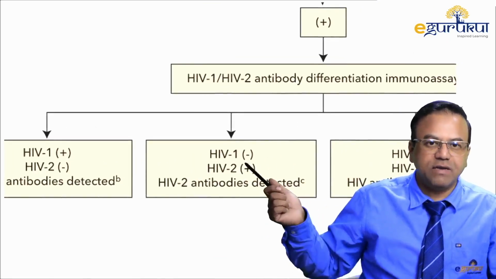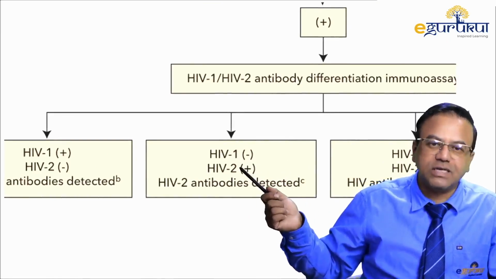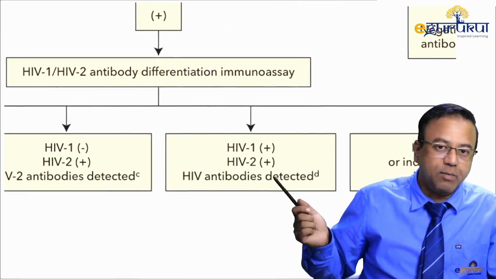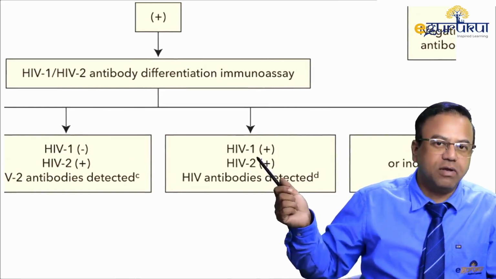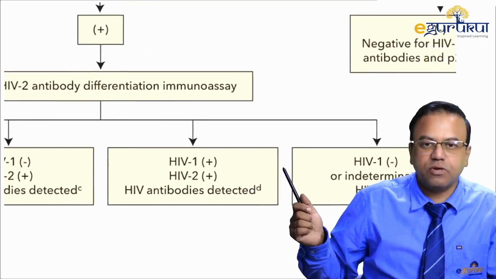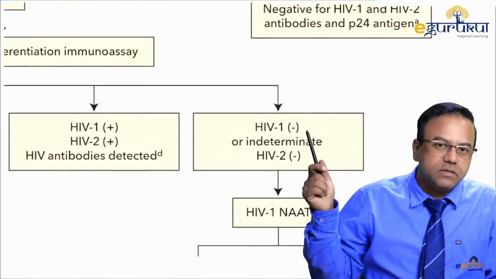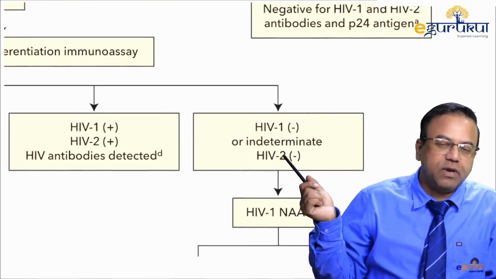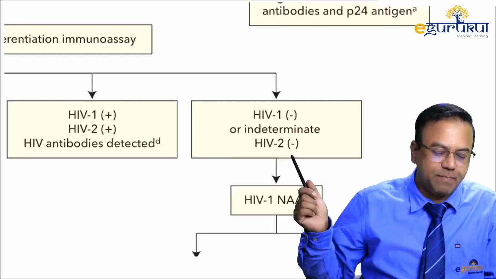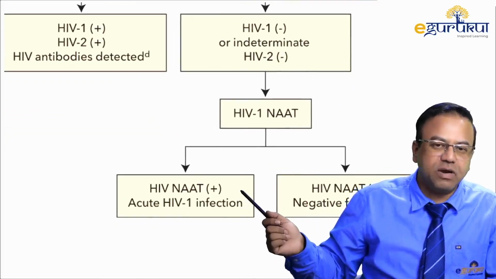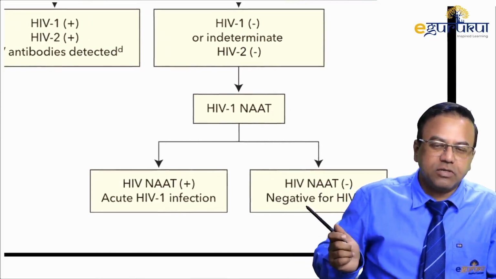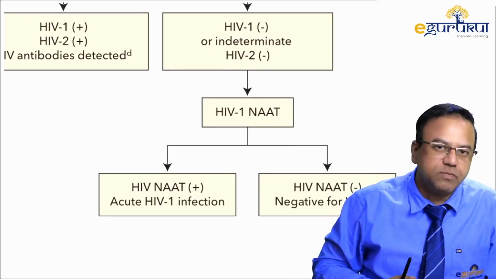Does he have antibodies against HIV-2 and not against HIV-1? That means he's got HIV-2 infection. Does he have antibodies against both? That means he's surprisingly infected by both the strains. Possible. But supposing he's got HIV-1 negative and HIV-2 negative or indeterminate, that means the next step has to be a PCR. Now the PCR, if it's positive, then obviously HIV is confirmed. And if it's negative, the patient does not have HIV. That means it must have been a false positive test.